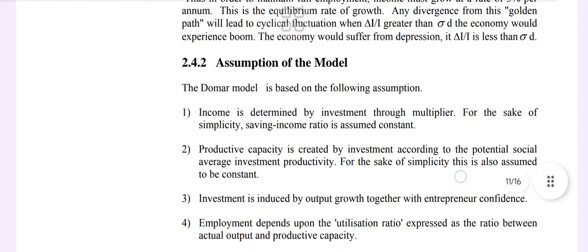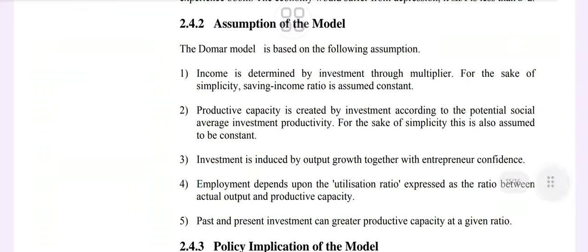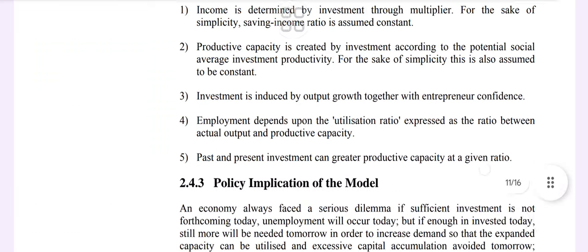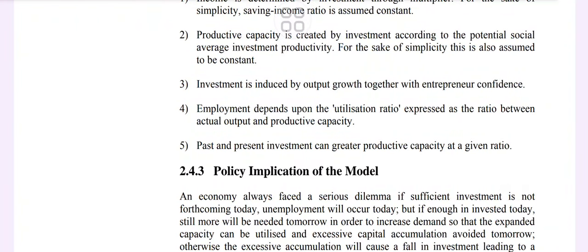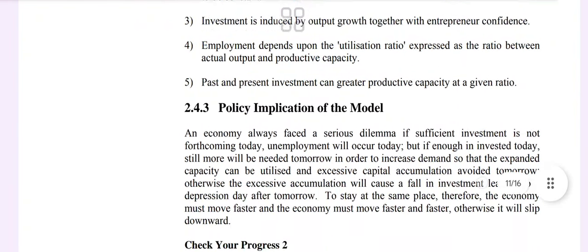These are the assumptions. Income is determined by investment through the multiplier. Productive capacity is created by investment according to the potential stock. Investment is induced by output growth. Employment depends upon the utilization ratio. Past and present investment can generate greater productive capacity.